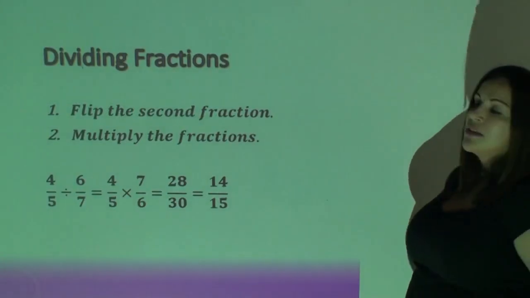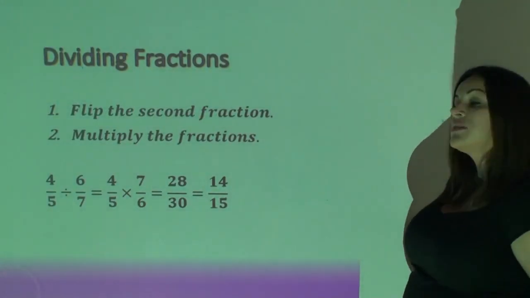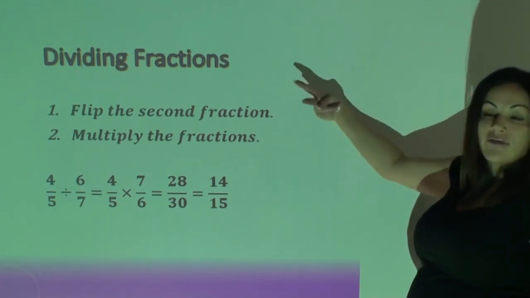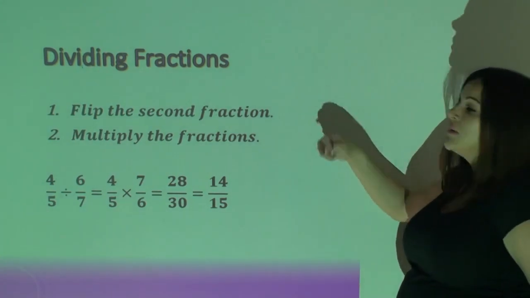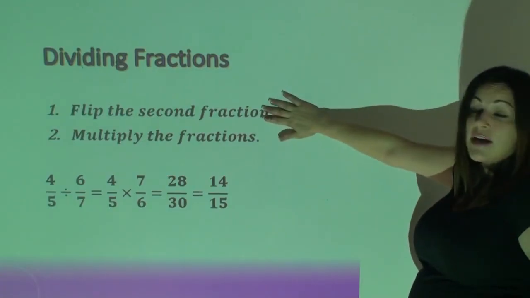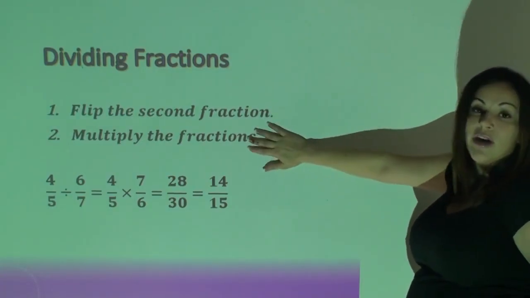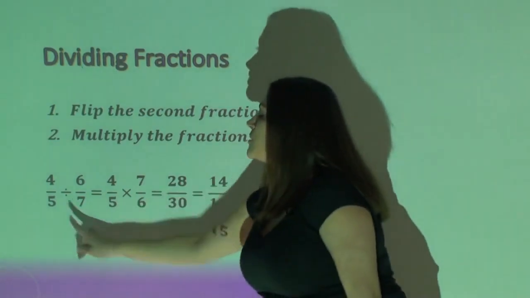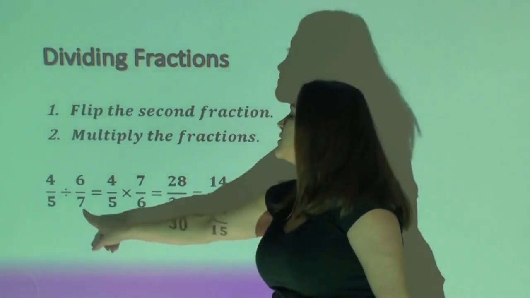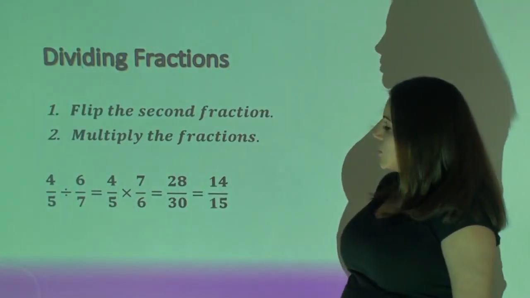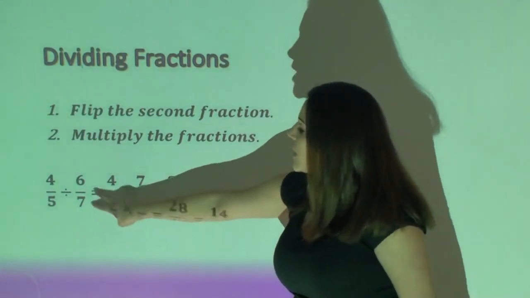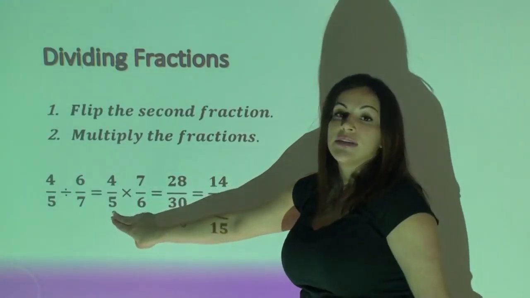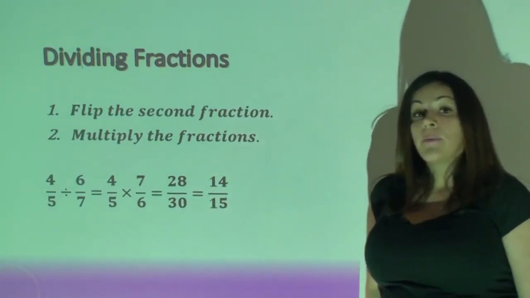Dividing fractions is very similar, except there's one step you have to do at the very beginning. You have to flip the second fraction, and then you multiply. So first step is flip the second fraction. Second step, you multiply the fractions with the rules for multiplying. So here we've got 4/5 divided by 6/7. You flip the second fraction, which is 6/7, and make it 7/6. You don't do anything with the first one, leave it as it is. And then you just multiply them.